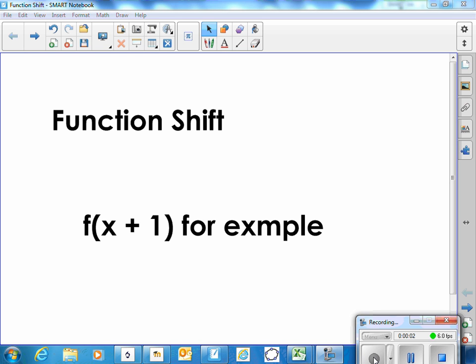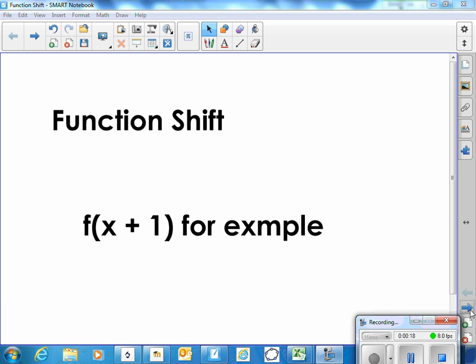This video clip explains function shift. One example would be a function of x plus 1. What would that do to the function f of x? How would that shift it?